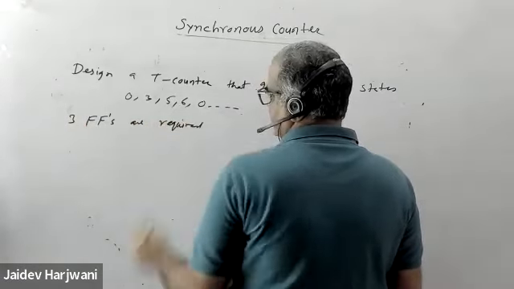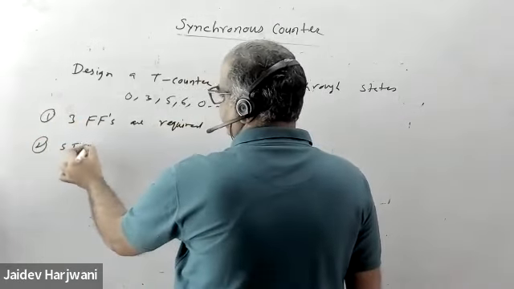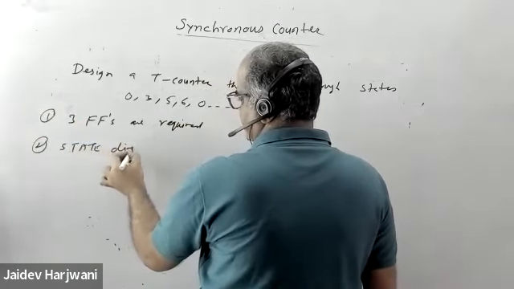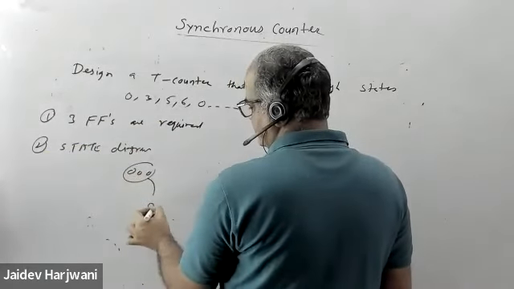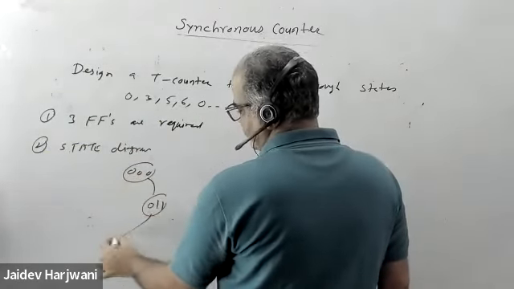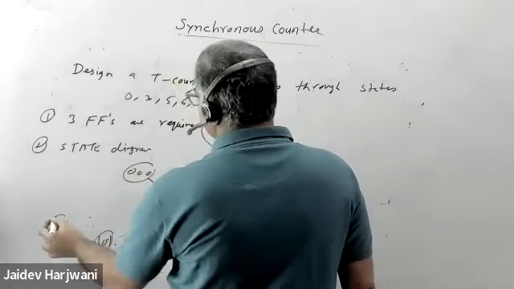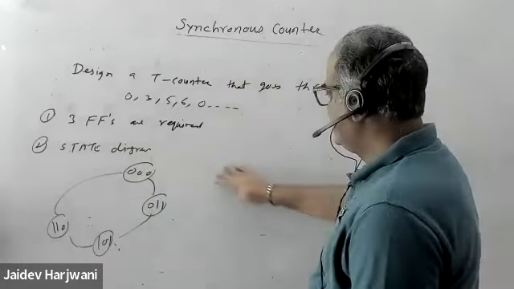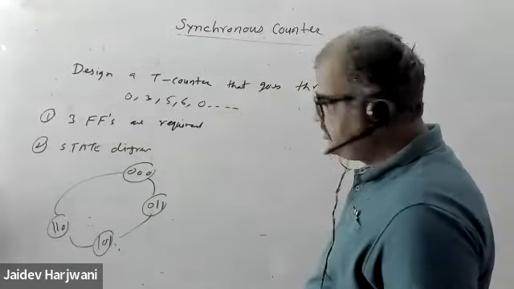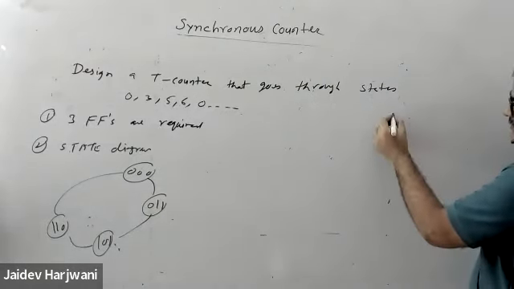Okay, the next thing is the state diagram. State diagram is easy. You want 0 0 0, then you go to 0 1 1, then you go to 5, 1 0 1, then you go to 6, 1 1 0, then you go again back to 0. This is the state diagram. Okay, now you're using T flip-flop. So the T flip-flop excitation table you should remember.